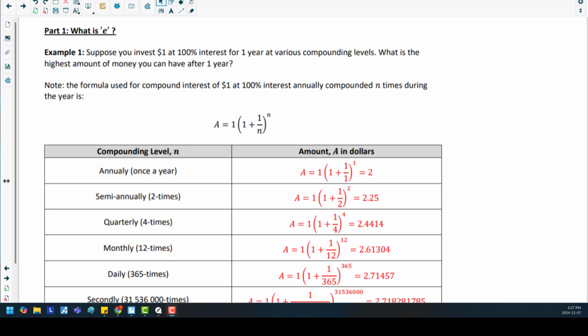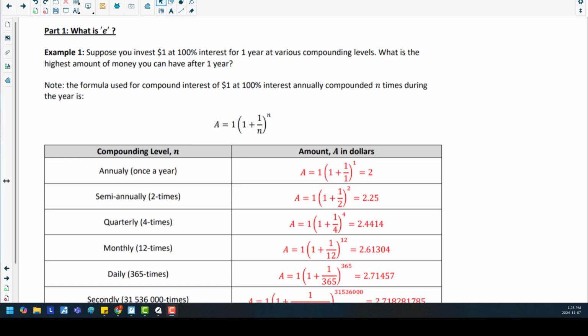We are starting on Lesson 8, Unit 3, the natural logarithm. So what is e, this weird squiggly e? Well, before we get into that, I'm going to give you a question, example 1. Suppose you invest $1 at 100% interest for 1 year, and then we're going to vary the compounding levels. What is the highest amount of money you can have after 1 year?